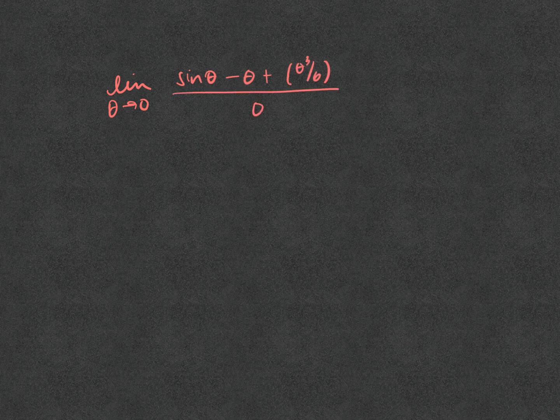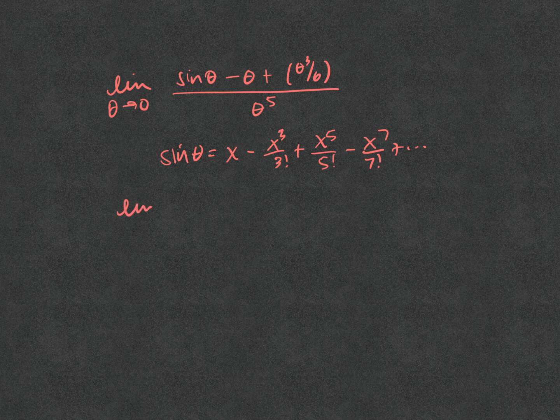So this next one, it says the limit as theta approaches 0 of sine of theta minus theta plus theta to the third over 6, all over theta to the fifth. So you need to look at the fact that sine of x equals x minus x to the third over 3 factorial, and it's an alternating series, plus x to the fifth over 5 factorial, minus x to the seventh over 7 factorial, plus dot, dot, dot.